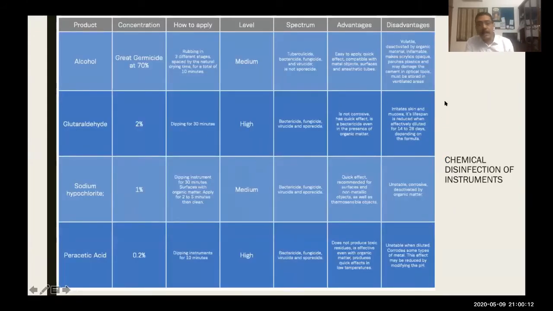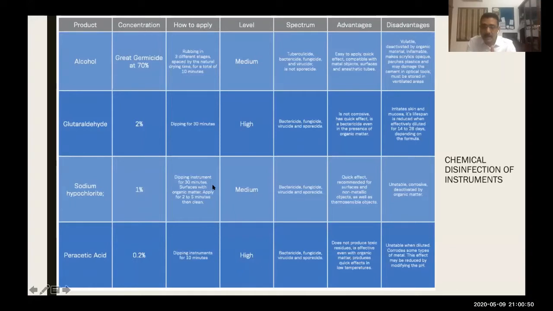Next, once you've cleaned the chair and all the surrounding areas with 1% sodium hypochlorite, you need to disinfect the instruments that you have used. For the instruments, once again, you can use alcohol, or you can use Sidex, which is 2% glutaraldehyde. You can dip it for 30 minutes. Ideally, sodium hypochlorite at 1% is, you will notice, bactericidal, fungicidal, virucidal, and also a sporicide, and it is really cost effective.